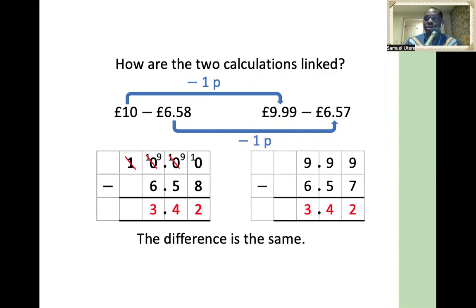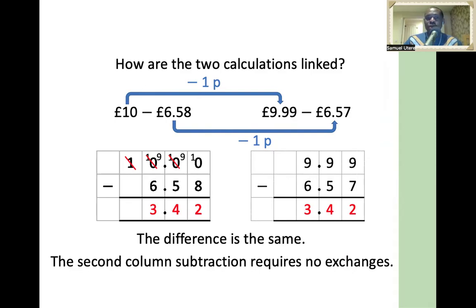Right? So we have the same calculation, but different numbers, is actually the same problem, but represented in a different number form. Okay? So the second column subtraction requires no exchanges. Did you notice that? So sometimes using mental methods can actually be a quicker way to get to the solution of the problem by thinking about the relationship between the numbers differently.